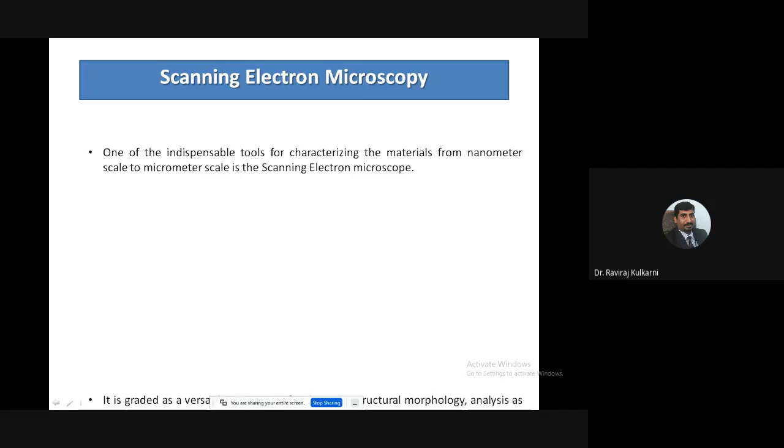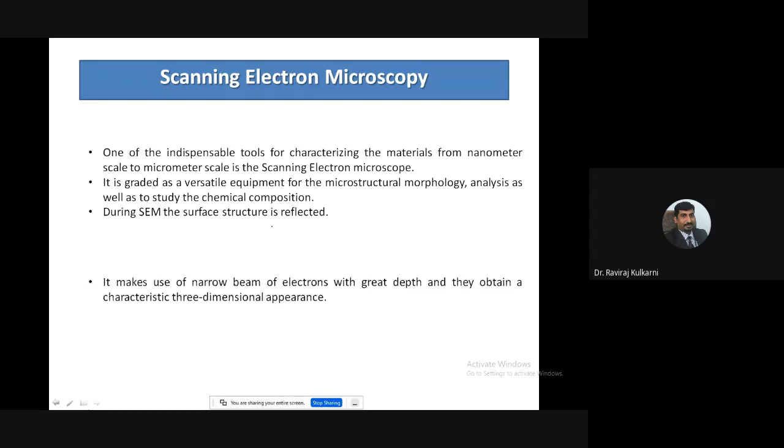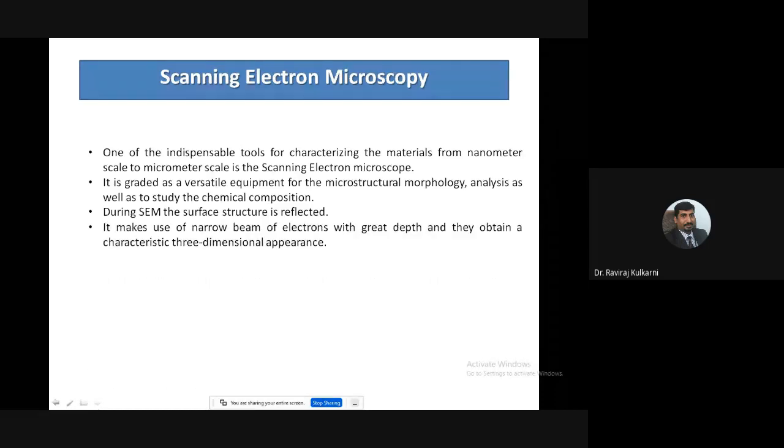It is graded as versatile equipment for microstructural morphology analysis, that is, how the surface looks, the microstructure on the surface, as well as for studying the chemical composition. During SEM, the surface structure is reflected. Of course, the sample should be conducting because you are firing electrons on it. It makes use of a narrow beam of electrons with great depth, and they obtain a characteristic three-dimensional appearance.